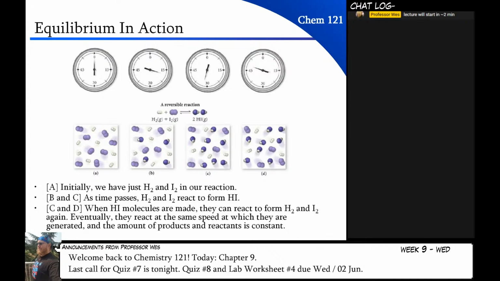Now, did the reaction just stop going? No. The 8 HI that are here in C are not the same HI that are here in D. Some of them probably broke down into H's and I's, and other new HI was formed. But the relative amounts are the same. So once we reach the same amount, we're at chemical equilibrium.